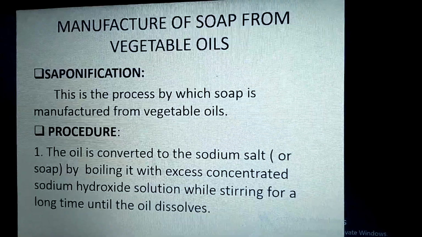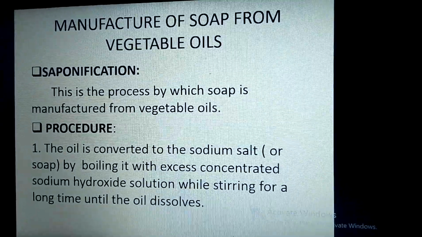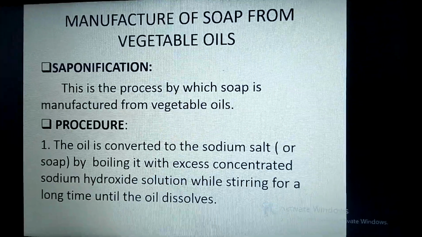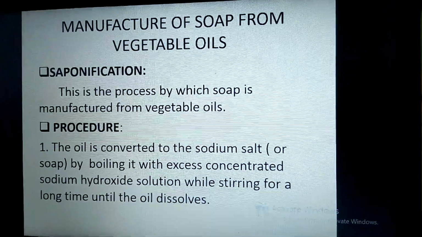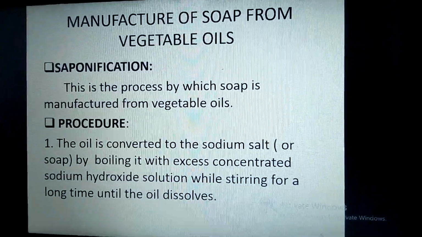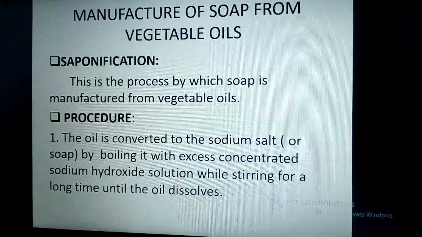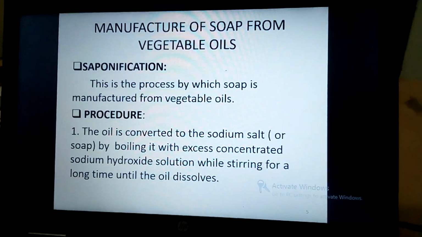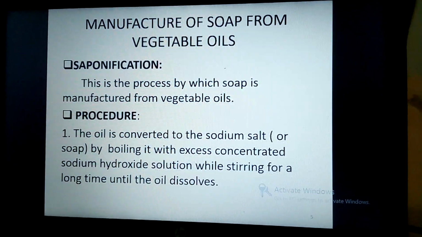We look at manufacture of soap from vegetable oils, and the process of making soap is called saponification. So saponification is the process by which soap is manufactured from vegetable oils. We look at the procedure, how exactly you make soap. There are basically three steps that are supposed to be followed, one after the other.